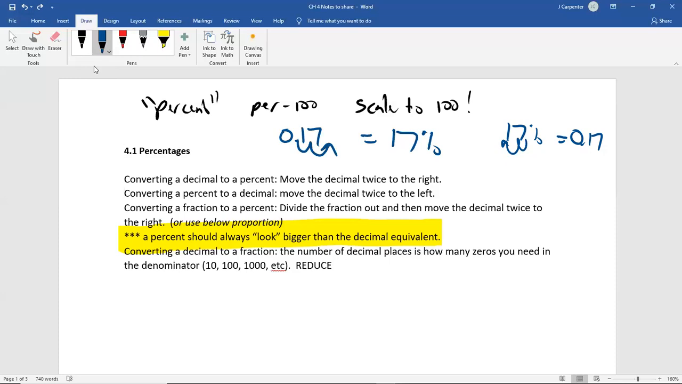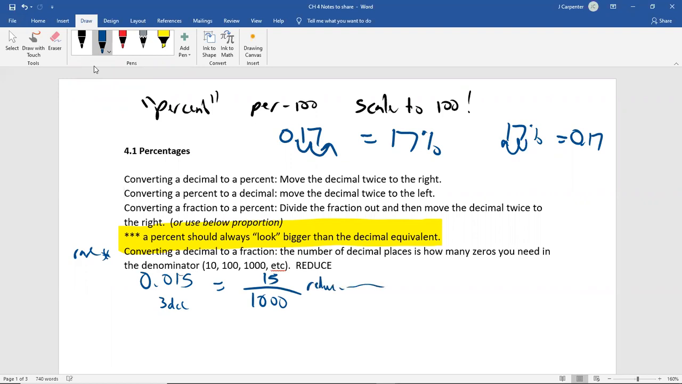So converting a decimal to a fraction, this is really not going to happen in here. This one is really rare, but you would say the number of decimal places is how many zeros you need in the denominator. So in other words, if I had something like 0.015, there are 3 decimal places, which means in my denominator, I need 3 zeros with my 1. And then all you do is just write that number in the top. So 0015 just becomes 15. And then of course you would reduce.